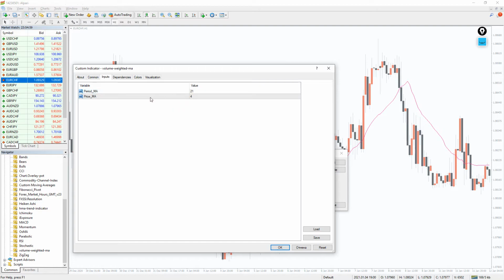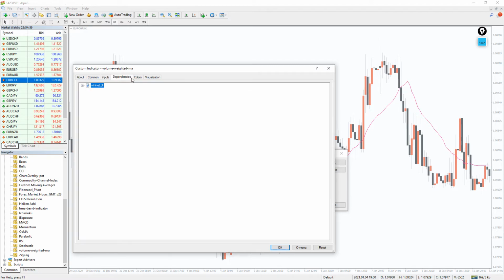And price MA determines the reaction period of the indicator. Number 4 means the indicator will select the candle with the best volume from the last 4 candles.